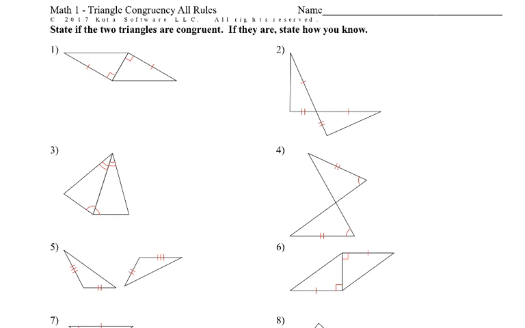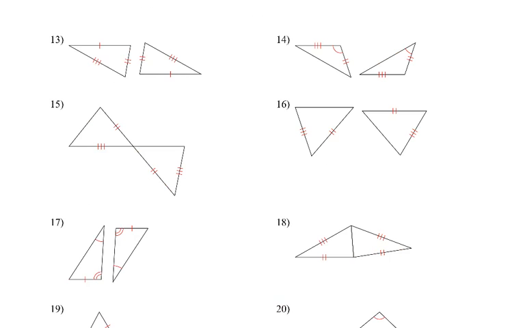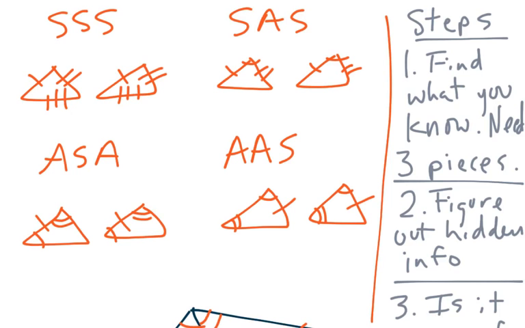Here we are, Math 1, triangle congruency. Now we're going to take a look at all the rules. So we're going to see what we can remember and what we can do with it all. So just a reminder, here are the 4 rules we have.